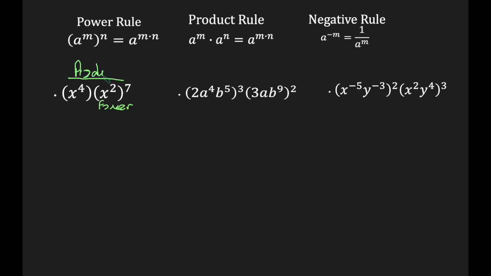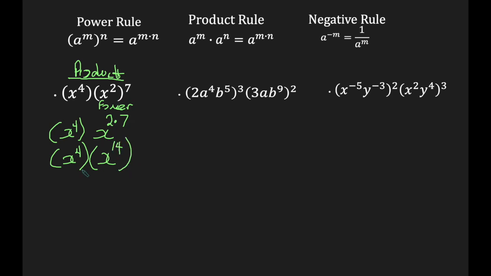Oh, my pen doesn't want to write. So what will we do first? Well, remember order of operations? We have product and power, and power is like your exponent. So we're going to do the power rule first. I'm going to keep x to the 4th. And remember, the power rule says you keep your base and you multiply your exponents. So I'm going to multiply 2 times 7. So this is actually x to the 4th power times x to the 2 times 7, which is 14.